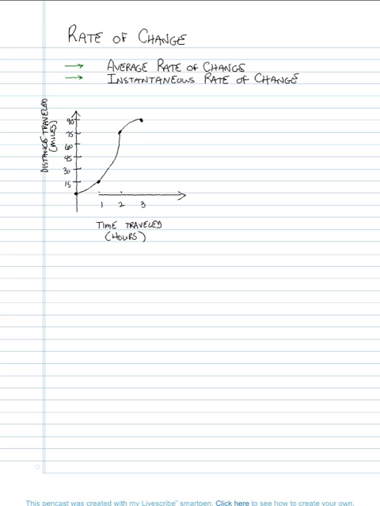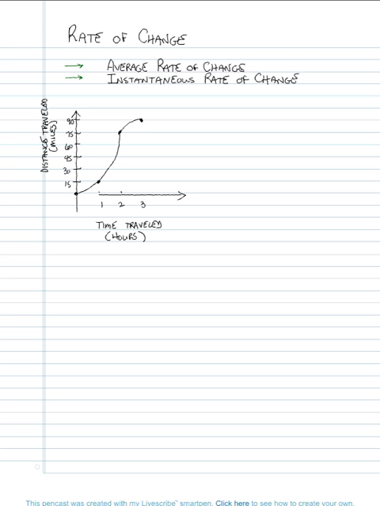That's certainly much different than the speed we're traveling at a specific time. And the speed we're traveling at a specific time or a specific instant is called an instantaneous rate of change. So the average rate of change is over the whole trip. Instantaneous is at a particular given time.